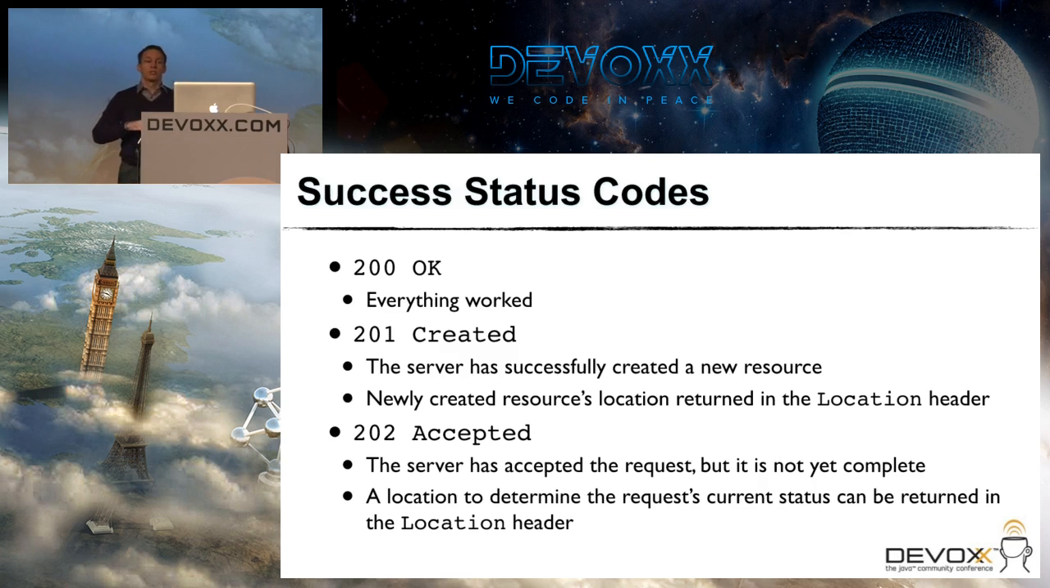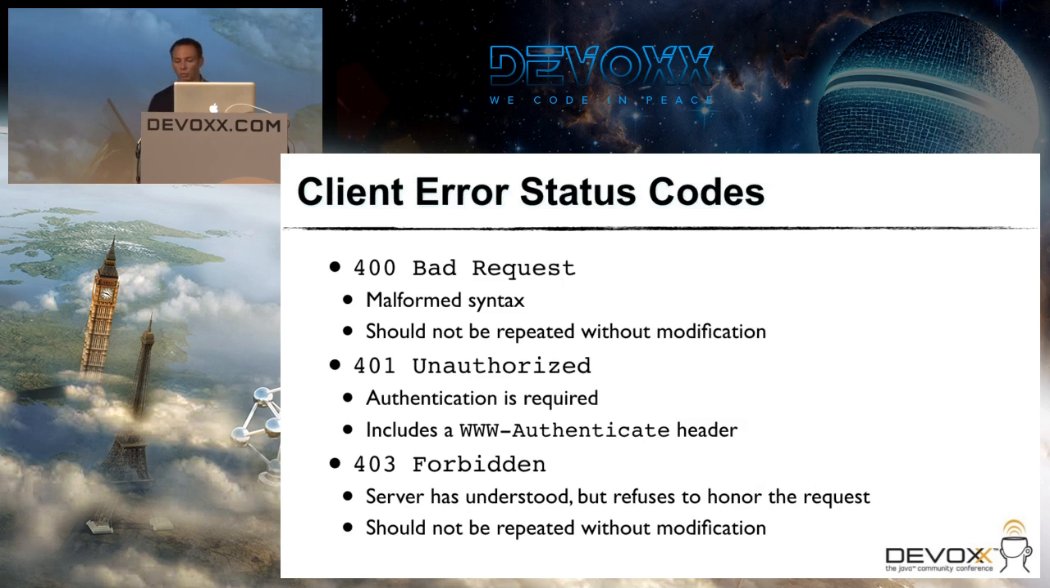We also have 202 Accepted. The server has accepted the request, but it's not yet complete. It might be a creation that takes a while, it might be a deletion. It's not required in this particular case, but it's common practice to say, here is a URL in the Location header that you can go and get status. So you might poll against that for status. Alternately, if you are starting up with WebSockets and things like that, maybe you tell them how to connect to your WebSocket endpoint and start pushing them status updates rather than having them poll the server. A lot of stuff you can do there.